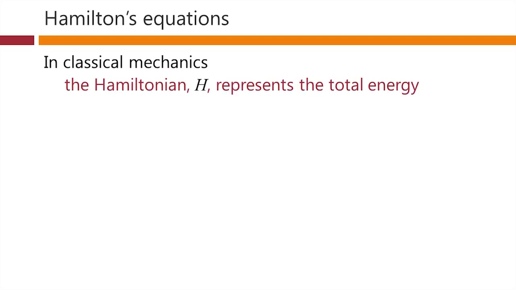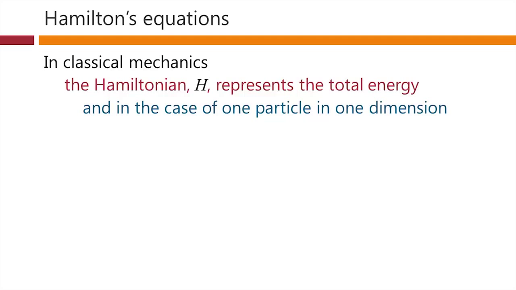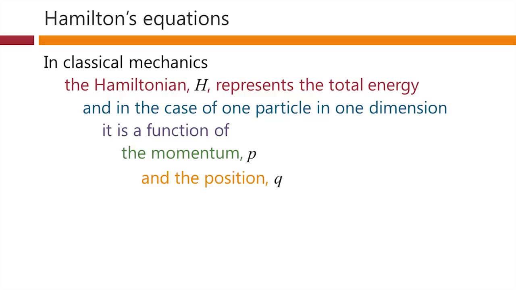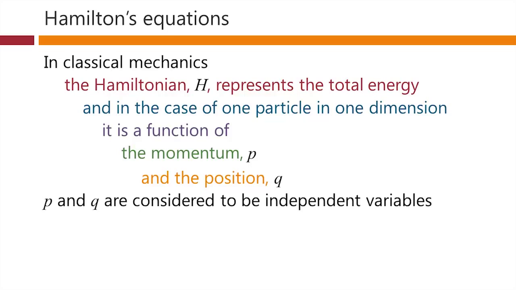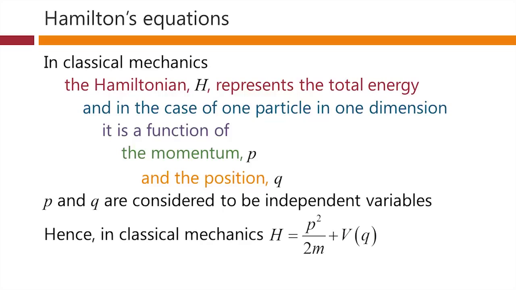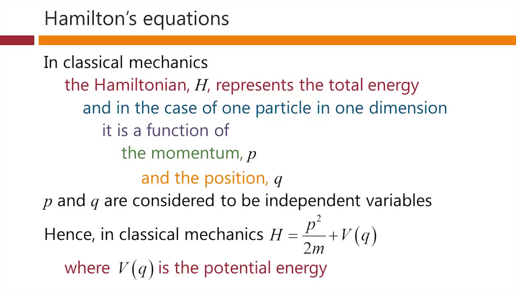In classical mechanics, we can write a function which we call the Hamiltonian that represents the total energy. And in the case of a particle in one dimension, it's just a function of the momentum, p, and the position. And here we use q to represent position. p and q are considered to be independent variables in this description. Hence, in classical mechanics, our classical Hamiltonian, which is just a function, is p squared over 2m plus V of q, where V of q is just the potential energy, the function of position, q.